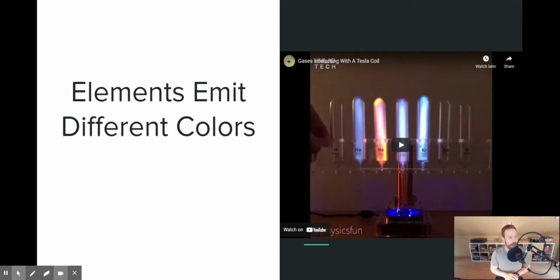So, different elements emit different colors, not usually spontaneously. If you just have a sample of hydrogen, it's not like glowing with a certain color. But if you excite it with electricity, if you run electricity through it, or if you shine certain wavelengths of light on it, it will start to emit its own wavelengths of light and emit certain colors. And different elements emit different colors.